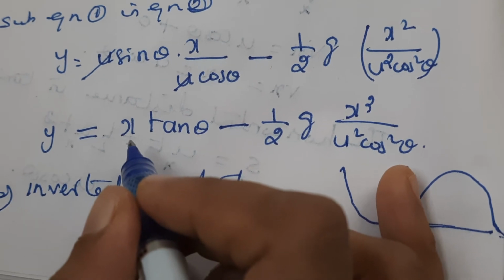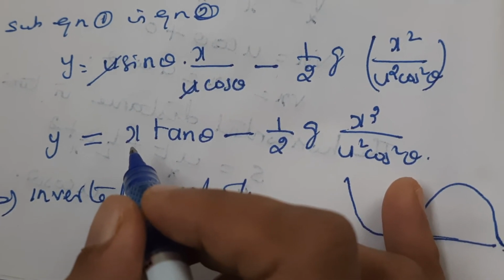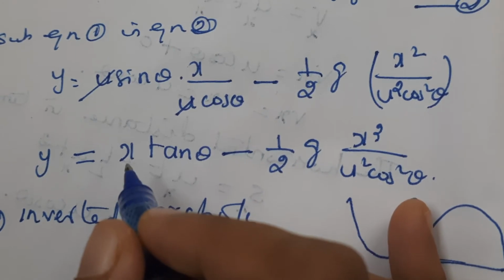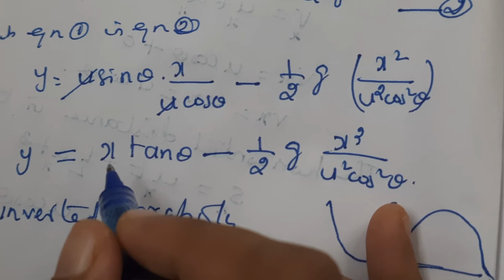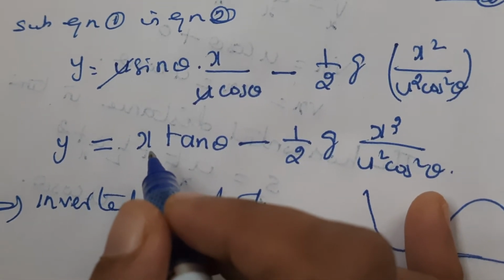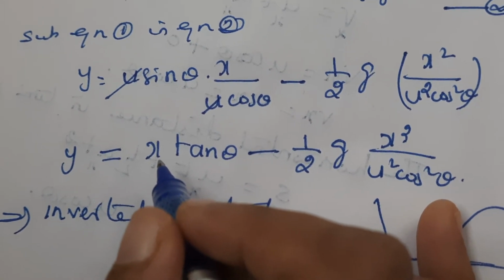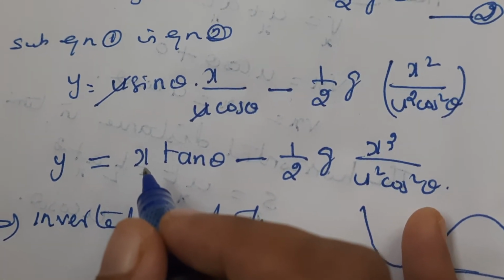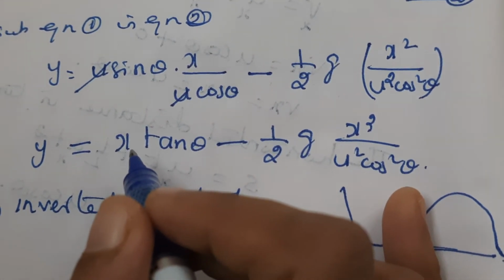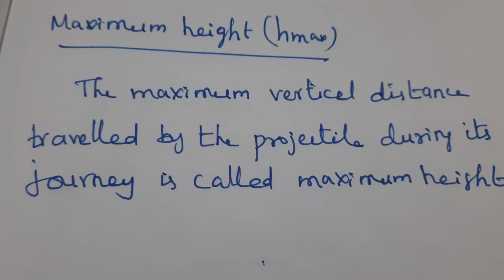Student, you have to learn the horizontal projection first. Then only you can understand the angular projection. If you follow the first one, the second one is very easy. So first we have learned the horizontal distance and horizontal velocity. Next we have learned the vertical velocity and vertical distance.